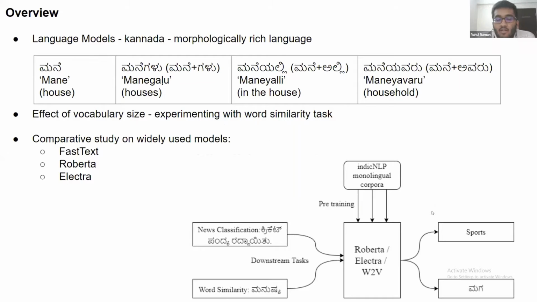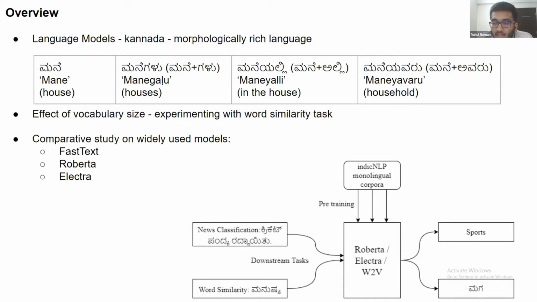With the advent of BERT, there has been a rise in popularity in using these language models for multiple downstream tasks such as news classification, word similarity, or even neural machine translation up to an extent. And it has been done on multiple languages like many European languages, English, or even Indian languages such as Hindi. I guess everyone would have heard about that.